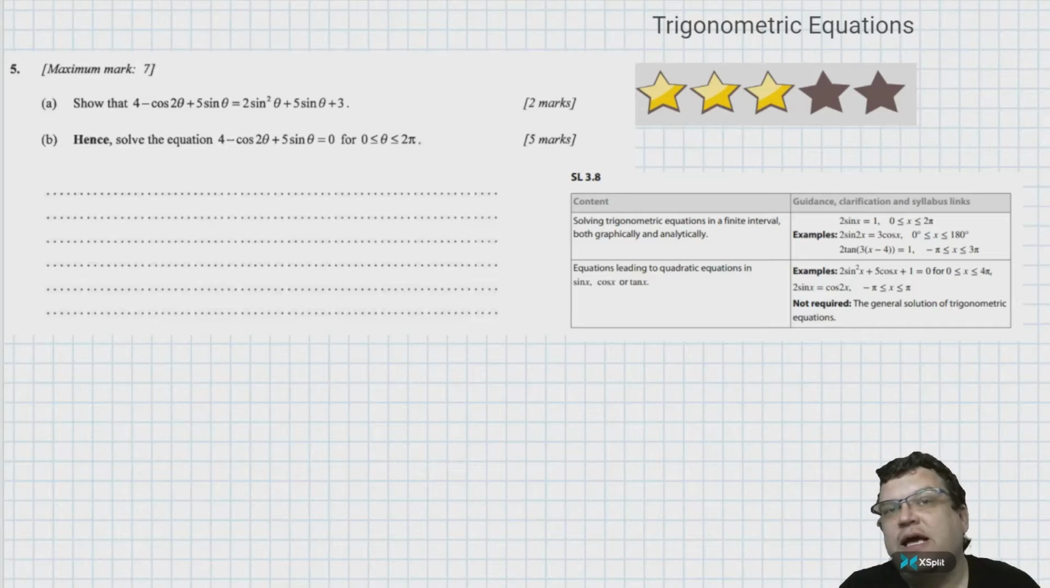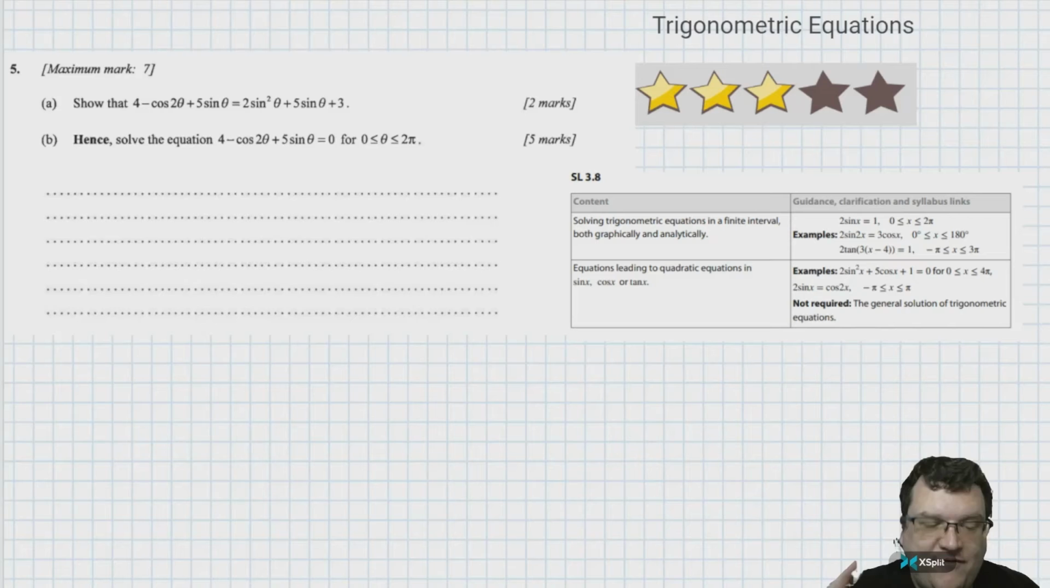Today's question comes from the trigonometry section of the syllabus. That's part 3 and it's to do with solving equations using trig ratios. Now I've given this one 3 out of 5 stars. It's only a short question, it's not too tricky, but it does involve a fair bit of knowledge from the syllabus, so that's why I thought we'd go through it today.